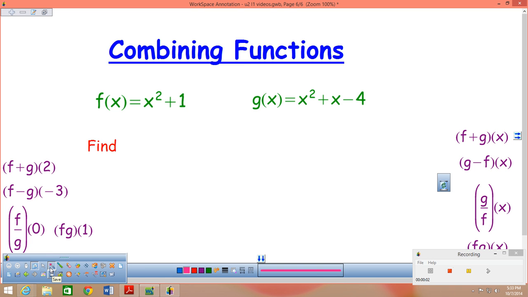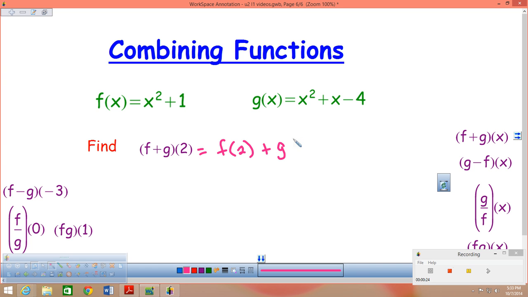We can combine functions by using the simple mathematical operations of addition, subtraction, multiplication, and division. Notation like this, f plus g of 2, simply means that we're going to find f of 2 and add it to g of 2.